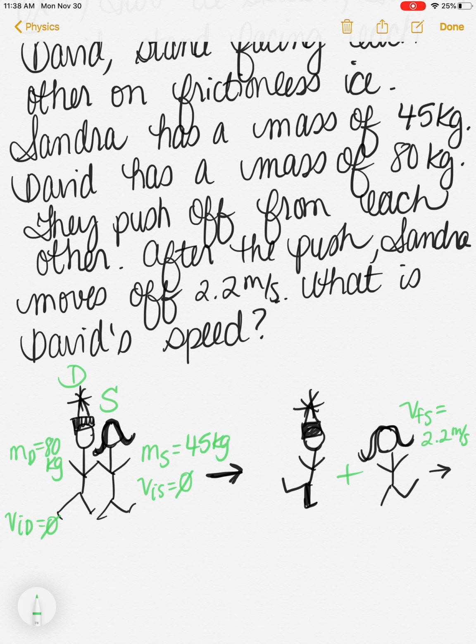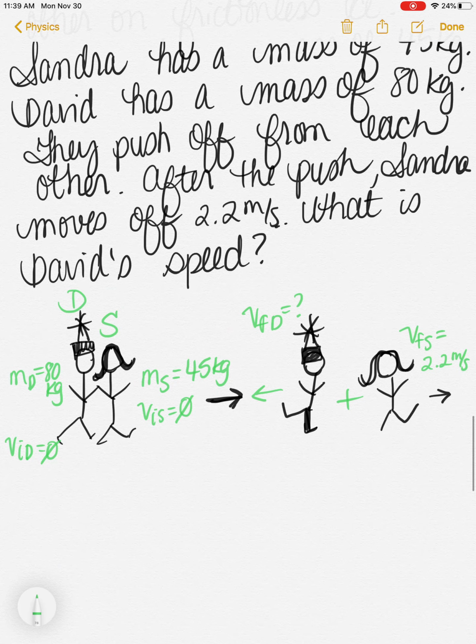He can't stand still because the total initial momentum was 0 since they were standing still. So he's going to have some momentum that cancels out the momentum of Sandra. So we might even hypothesize that David is going to be moving in the opposite direction to Sandra, but we don't know what the final velocity of David is. So this is an elastic type of scenario here.